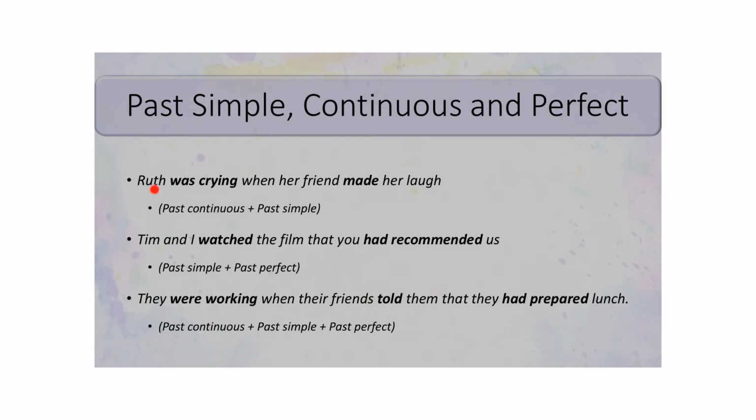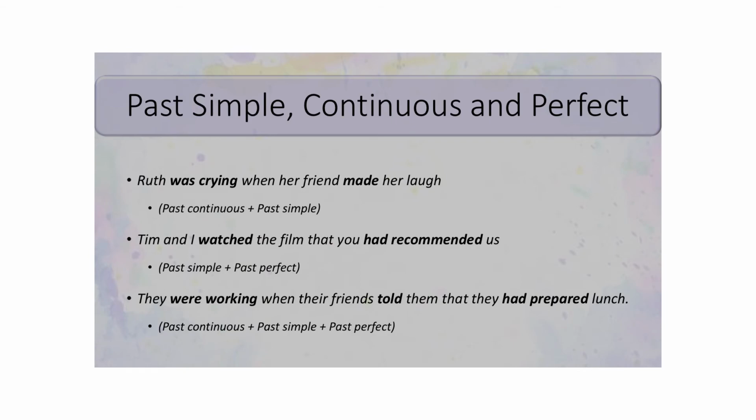So here, the first one, Ruth was crying when her friend made her laugh. So, this was an action in progress, and then her friend made her laugh, an action that happened in the past and finished in the past. Past continuous and past simple.